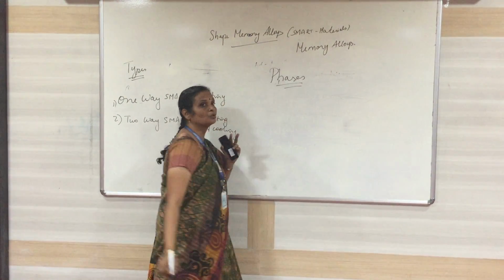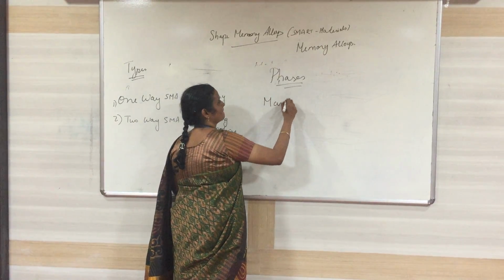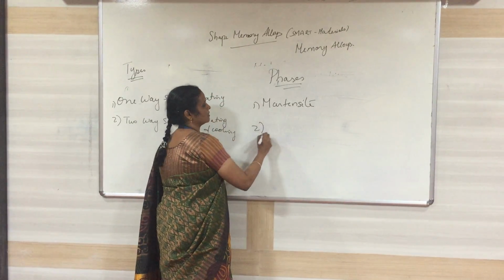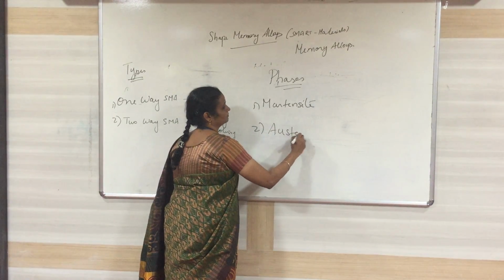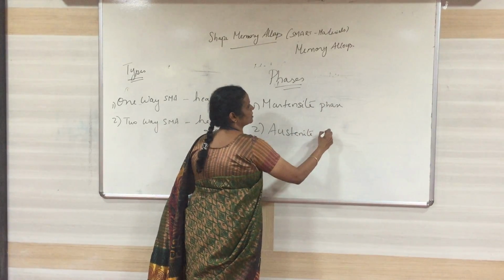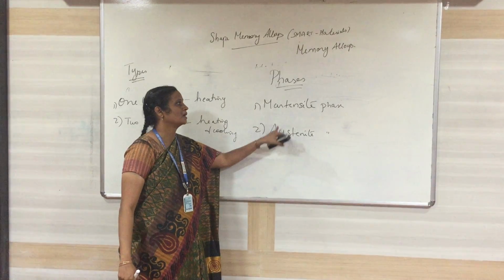So they undergo two phases. One phase is named the Martensite phase, and the other one is named the austenite phase. These two phases occur in shape memory alloys: one is the Martensite phase, the other is the austenite phase.